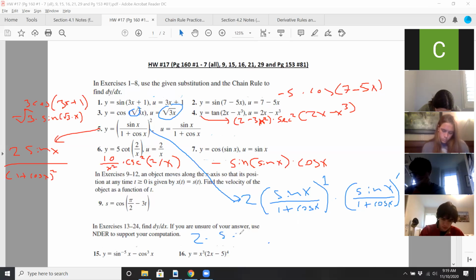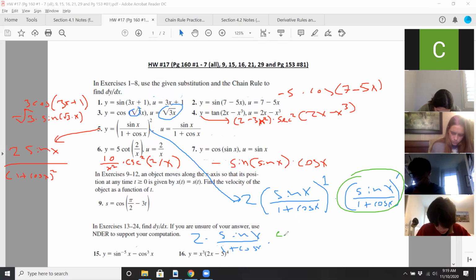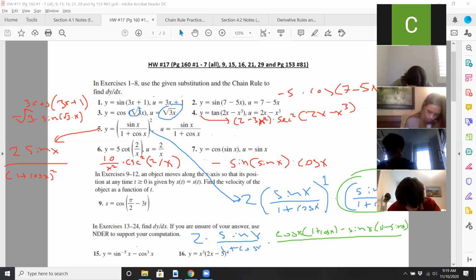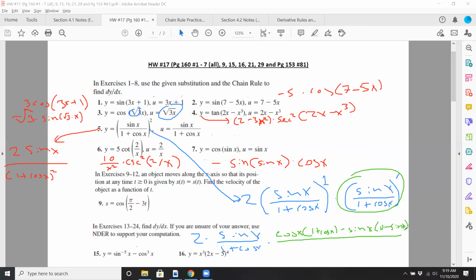So again, you have 2 sine x over 1 plus cos x, and I'll do this in say green. Then I do the derivative of this bad boy here. Remember, low D high, so that's cos x times 1 plus cos x minus sine x times the derivative of 1 plus cos x, which is 0 minus sine x, all over 1 plus cos x squared.